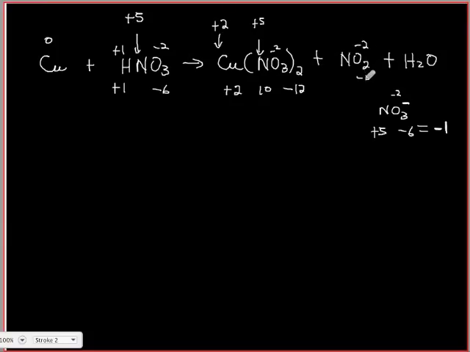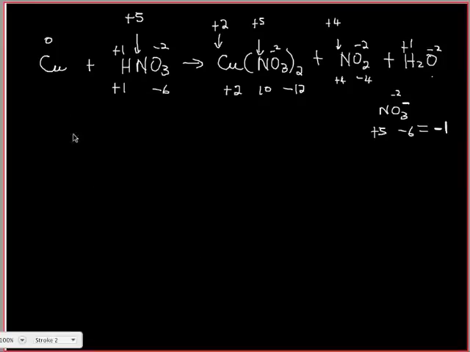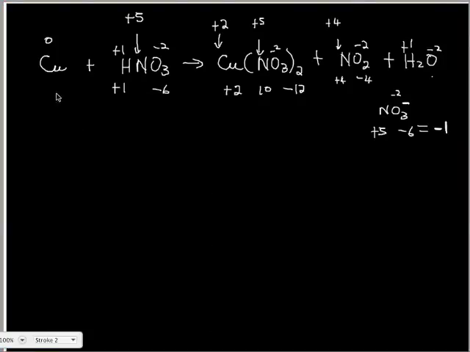-2, and this is -4. This is +4. So this nitrogen is +4. -2 for oxygen, +1 for hydrogen. Let's create some tie lines and see what's oxidized and what's reduced.